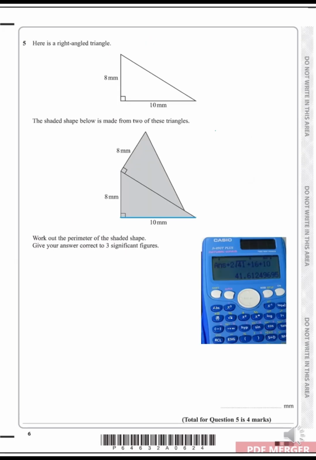Here is a right angle triangle. The shape below is made from 2 of these triangles. Work out the perimeter of the shape. Give your answer correct to 3 significant figures.